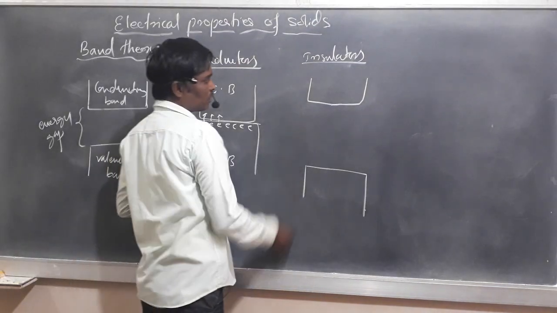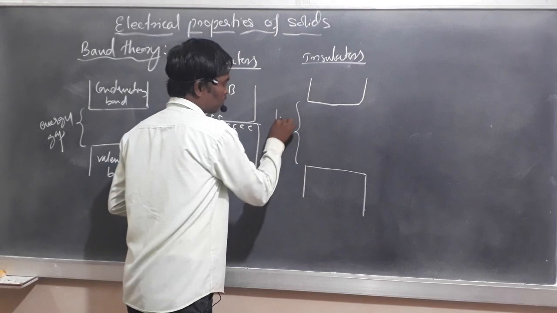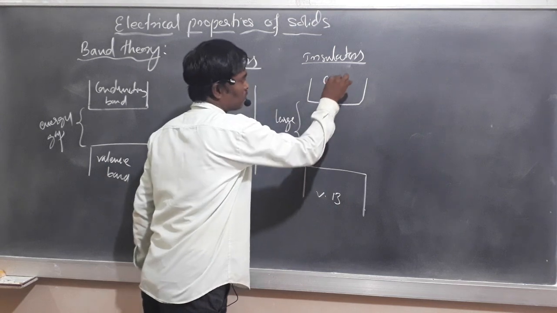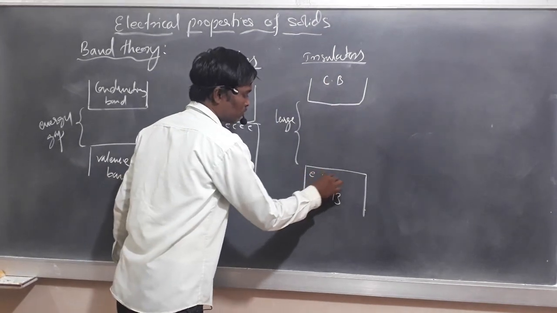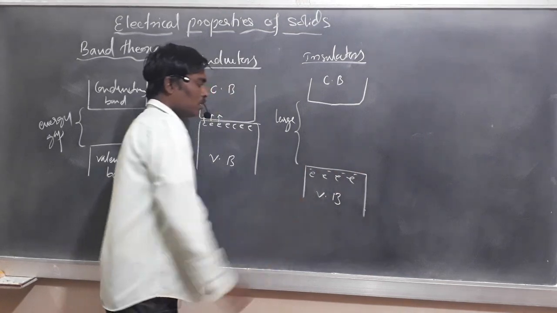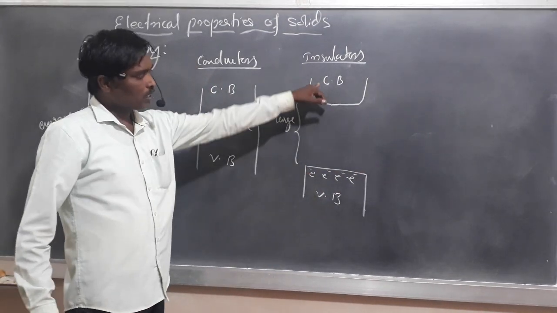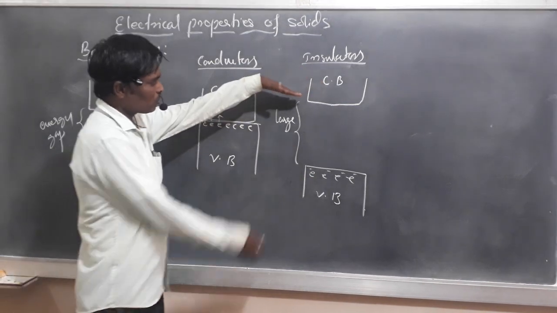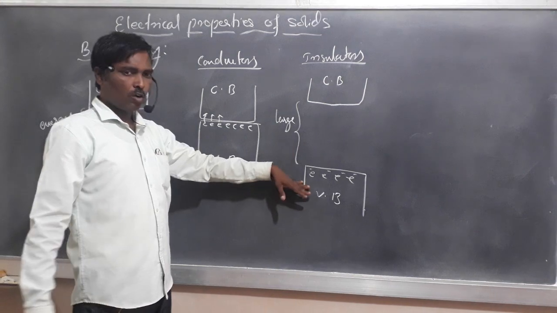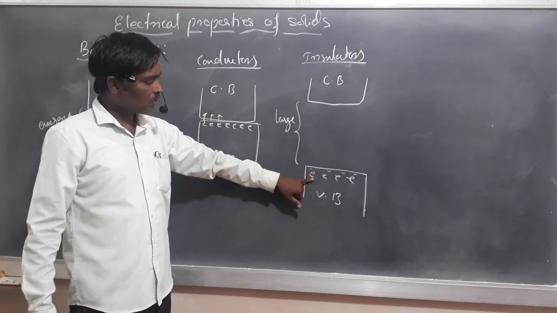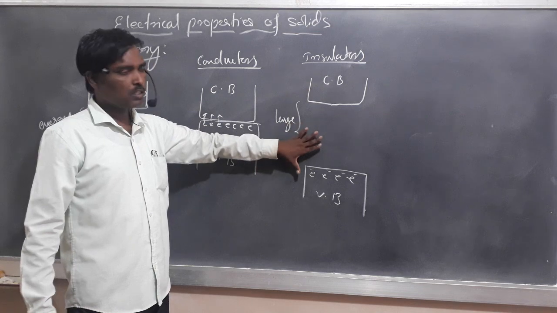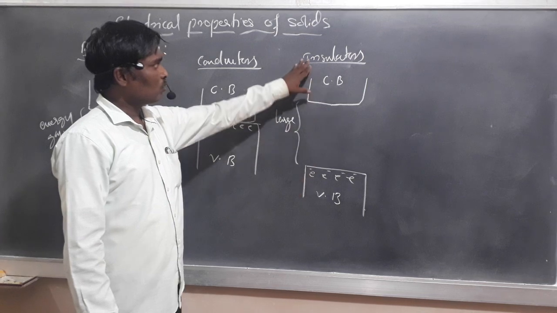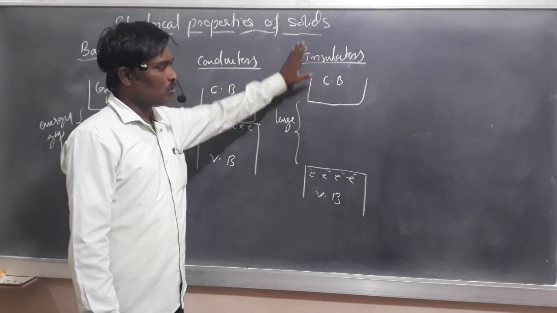In insulators, there is a large energy gap between the valence band and the conduction band. The electrons present in the valence band cannot move into the conduction band. It is very difficult for an electron to jump from the valence band into the conduction band because of the large energy gap. They need lots of energy to do so. Almost impossible, so they do not conduct electricity. Therefore we call those solid substances insulators.